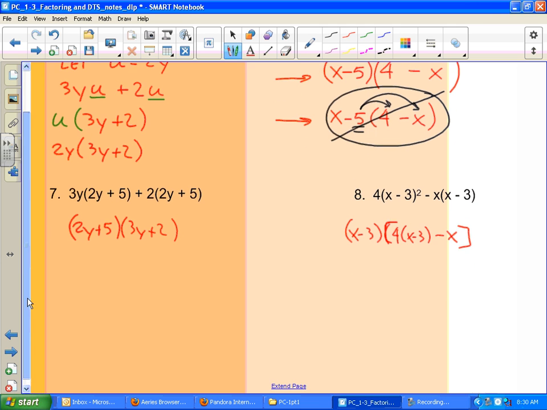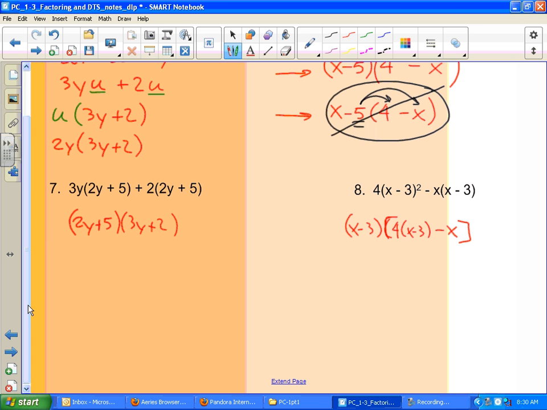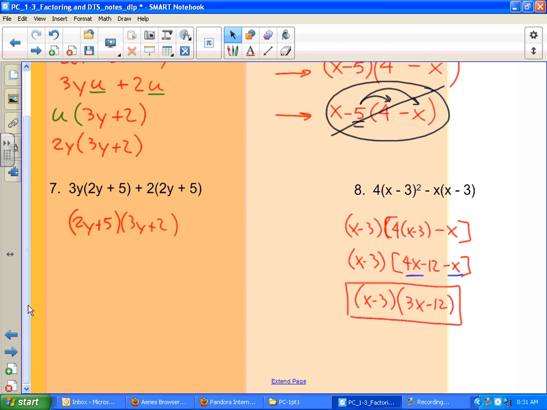I have a little more work to do on number 8. I'm just going to simplify what's in this bracket. If I distribute the 4, I get 4x minus 12 minus an x. And now combining my like terms, 4x minus x, I'm going to get the final factored form. And I'll change this bracket to a parenthesis. It wouldn't matter if I left it as a bracket. 4x minus x is 3x minus 12. And then we would be done there. So in some cases, we're going to have some simplifying work still to do with the GCF.